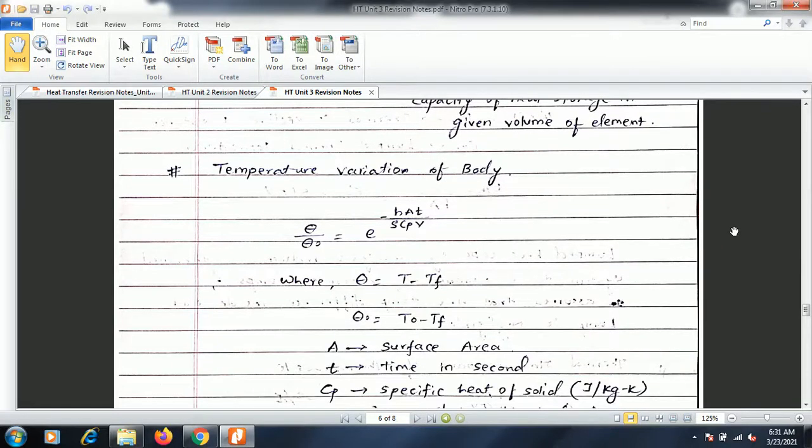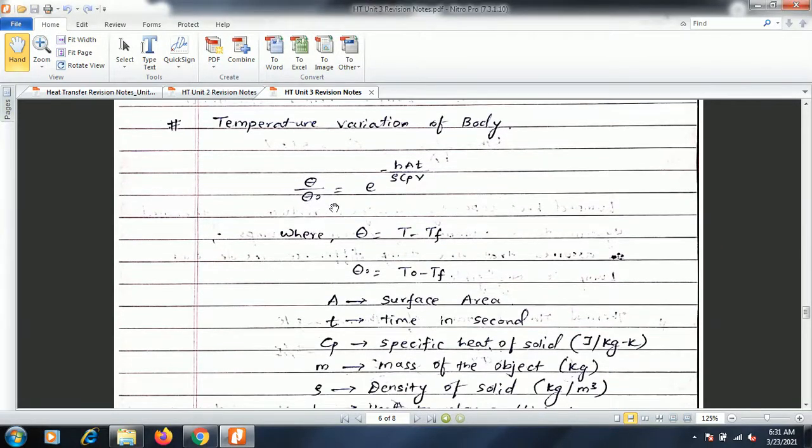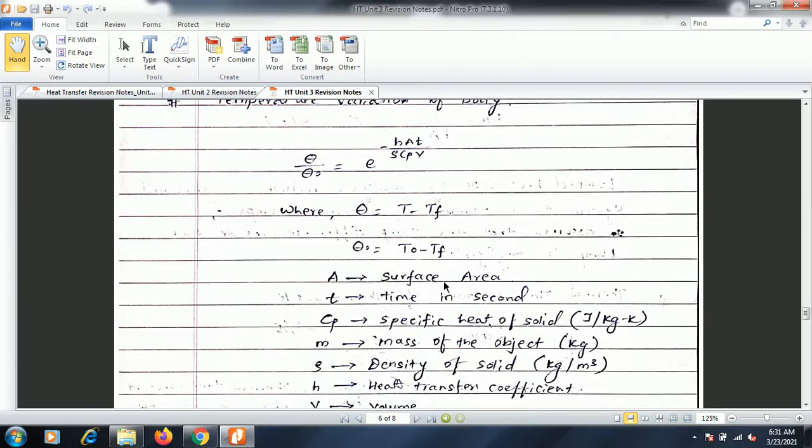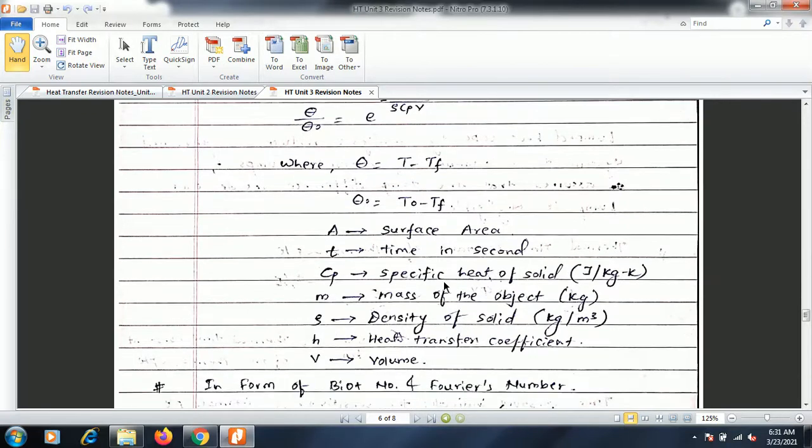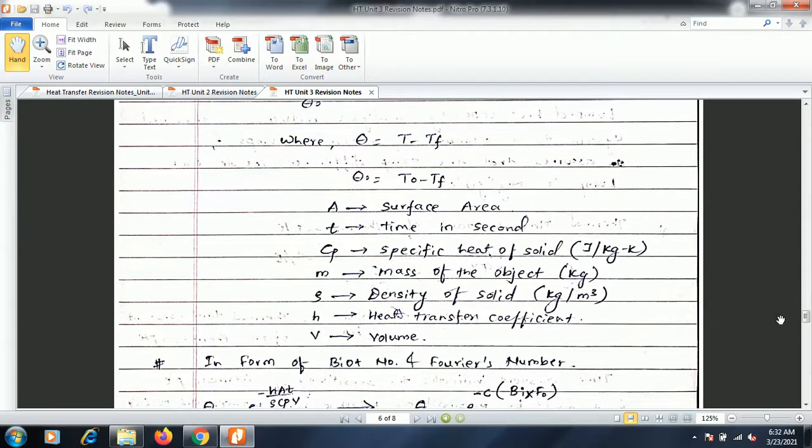The temperature variation of a body is given by theta by theta naught equal to e raised to minus hAt divided by rho Cp V, where theta is the temperature difference between the temperature at the point at which the temperature is to be found, that is T minus Tf, the unknown temperature minus the fluid temperature. Theta naught is the center temperature minus the fluid temperature. A is the surface area, t is the time in seconds, Cp is the specific heat of the solid, m is the mass of the object, rho is the density of the solid, h is the heat transfer coefficient, and V is the volume.